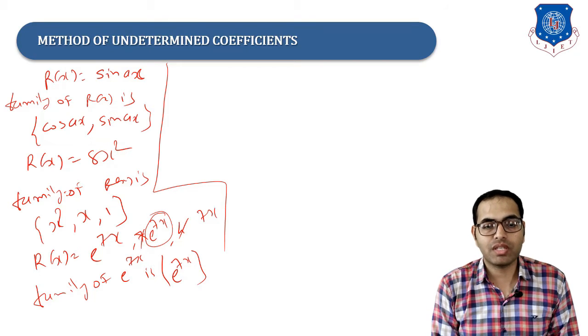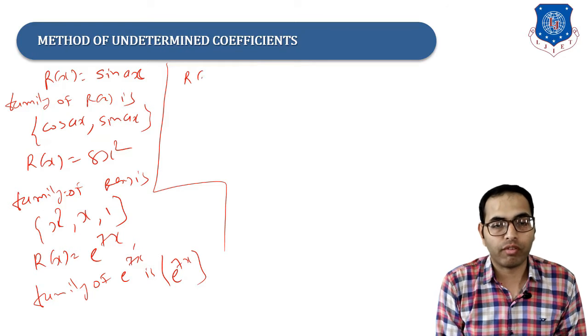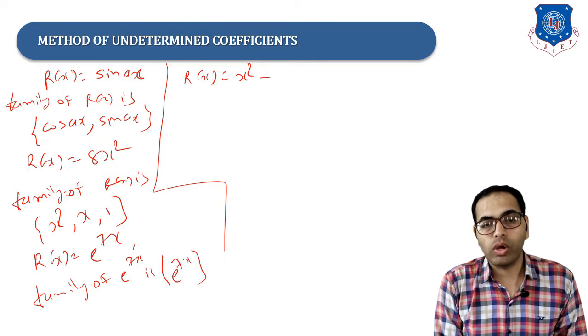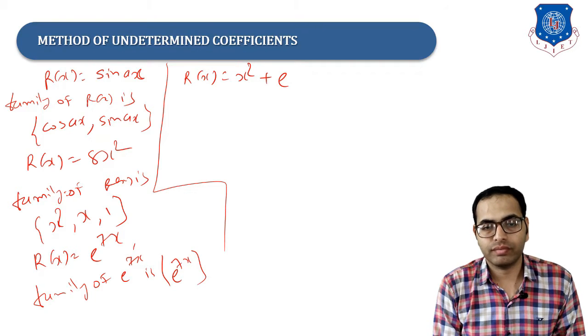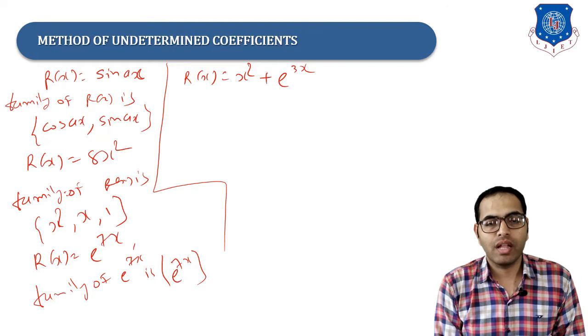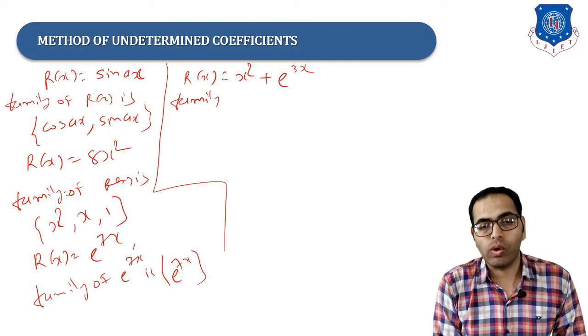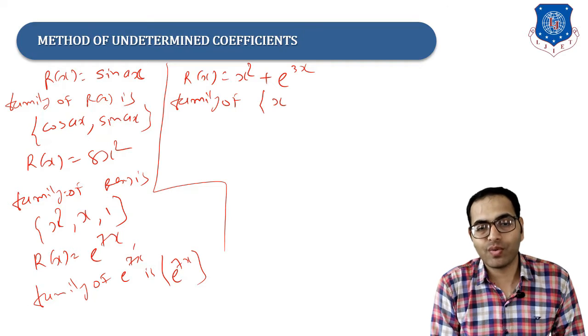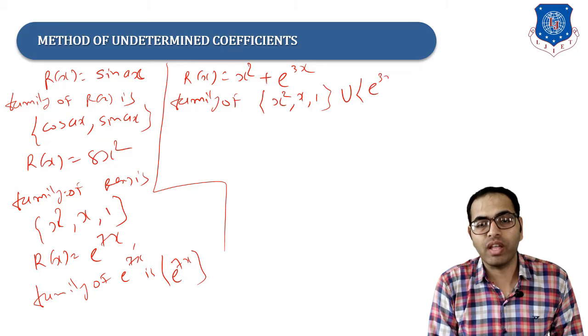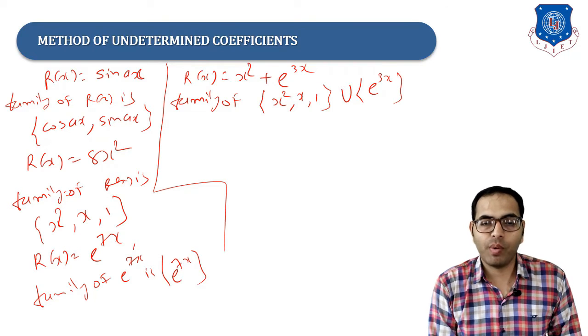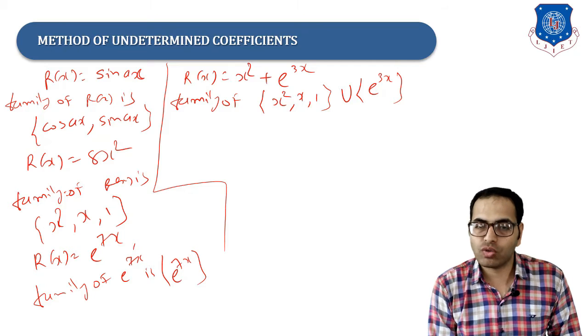Sometimes our function r of x is in product form, for example r of x equals x square plus e raised to 3x. In that case, what do we have to do? The total family is the family of x square, which is x square, x and 1, union the family of e raised to 3x. The family of x square is x square, x and 1, and the family of e raised to 3x is e raised to 3x.